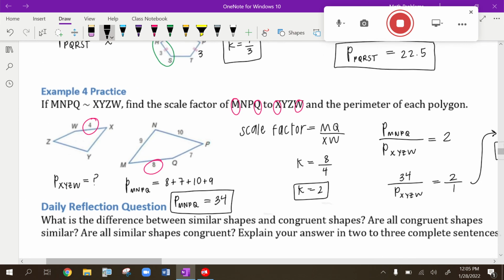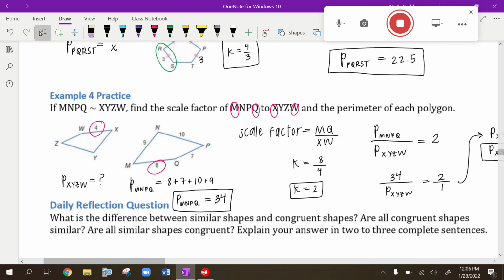Finally, I want you to answer this reflection question. We talked about this a little bit. I want you to say, what is the difference between similar shapes and congruent shapes? Are all congruent shapes similar? Are all similar shapes congruent? Explain your answer in 2 to 3 complete sentences.